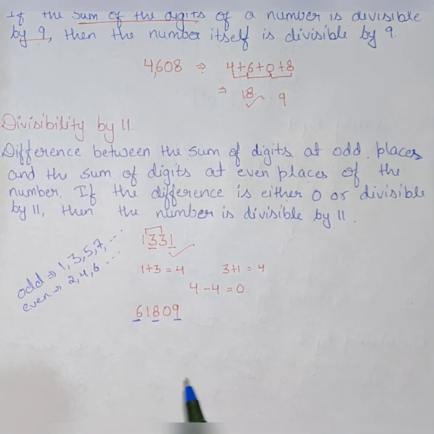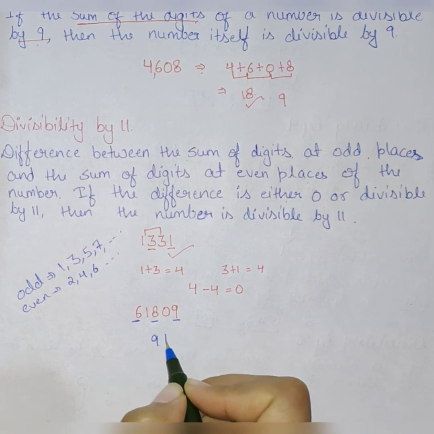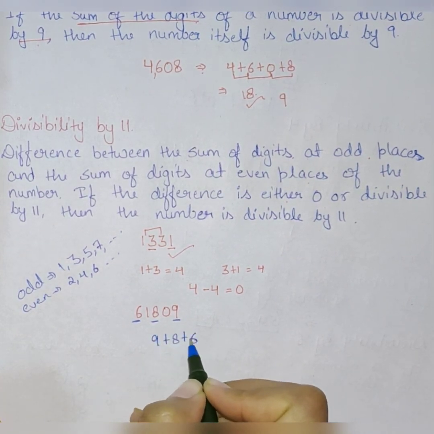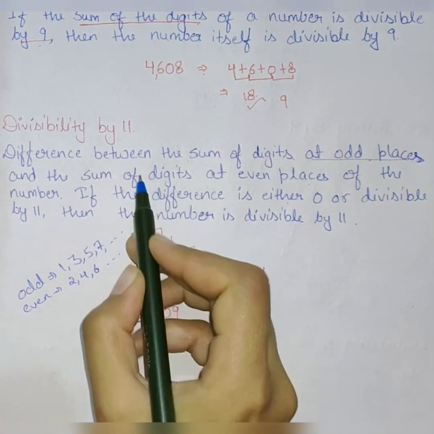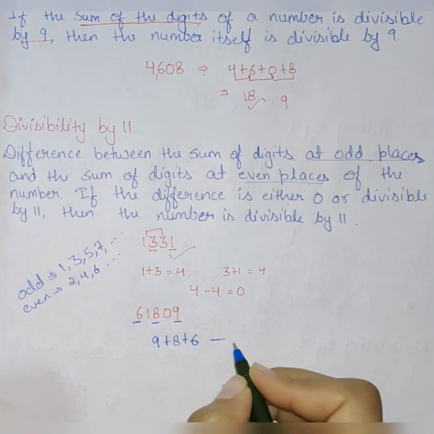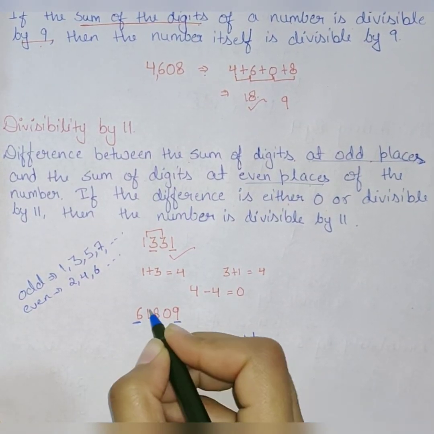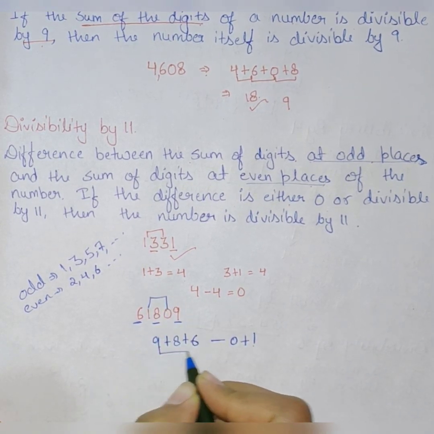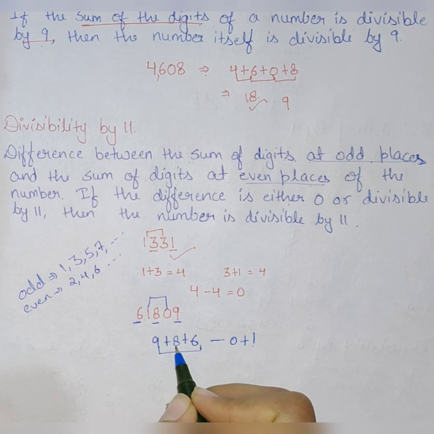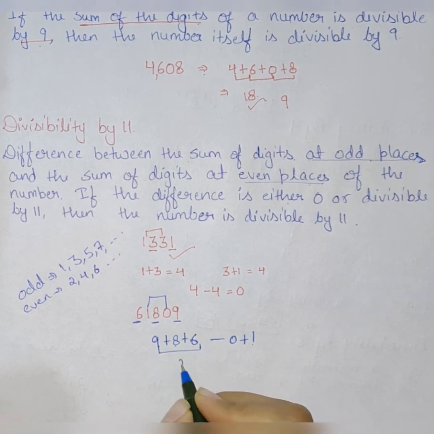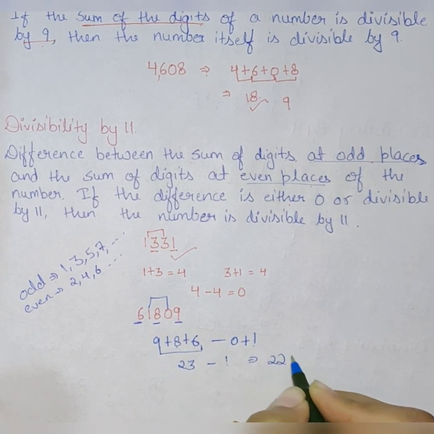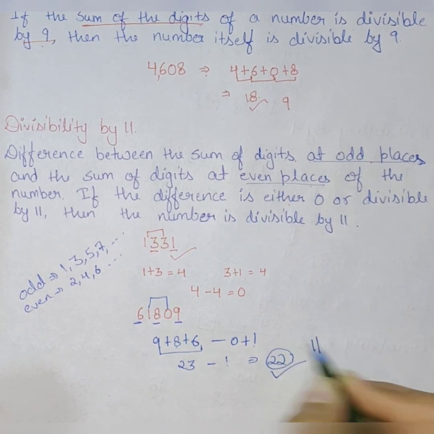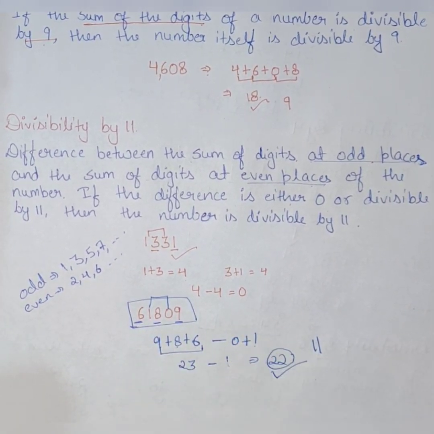So here digits at odd places are 9 plus 8 plus 6. Our rule is sum of digits at odd places minus sum of digits at even places. At even places we have 0 and 1. So now let's take out the sum. 9 plus 8 is 17, 17 plus 6 is 23, and here 0 plus 1 is 1. So 23 minus 1 is 22. 22 is divisible by 11. So the number 61809 is also divisible by 11.